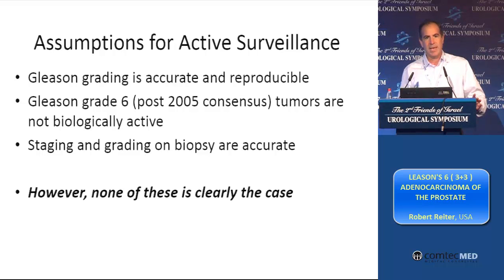All right, so I think there are three assumptions we make at the time of diagnosis using biopsy, in terms of who could be a good candidate for active surveillance. That is, who truly has this low-grade, low-risk disease, whether it's cancer or not. And it assumes three things. Number one is that Gleason grading is accurate and reproducible.